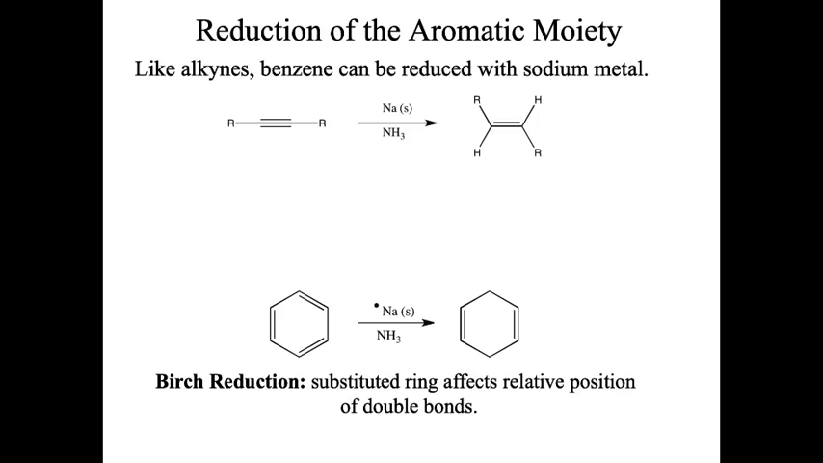The aromatic structure can be reduced. So just like alkynes, I can add sodium metal and ammonia. This gets named the Birch reduction, probably because they were like, you can't do that. And ta-da, yes you can. Okay. So let's go ahead and run through what we would expect to happen.